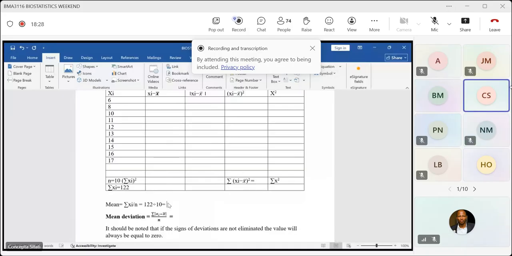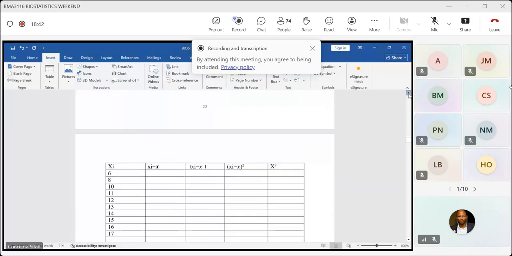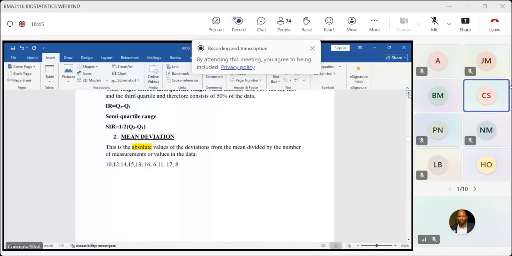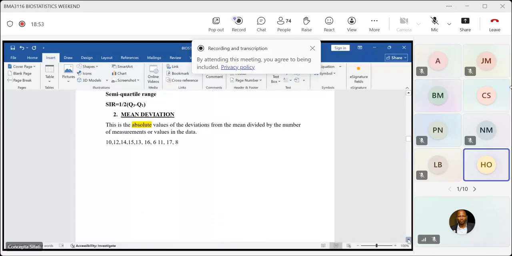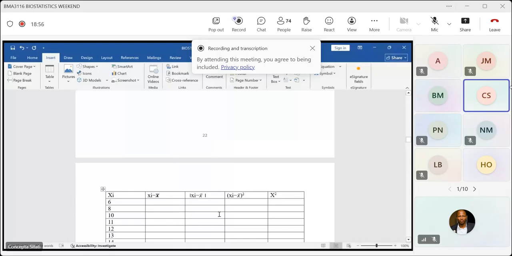It is 12.2. Now, we would like to find deviations from the mean. Remember what we said up here? Mean deviation is the absolute deviation from the mean divided by the number of measurements. So it's not dividing, it's subtracting the mean from each of the items.